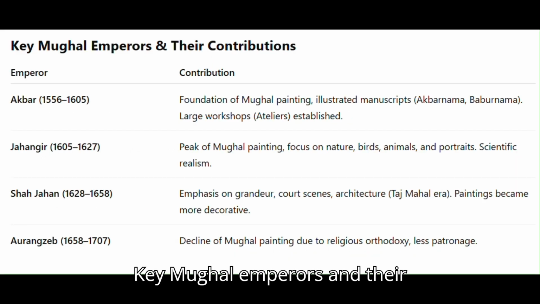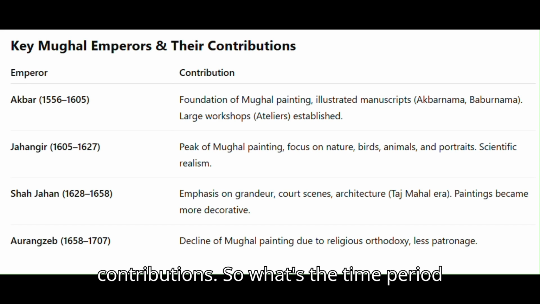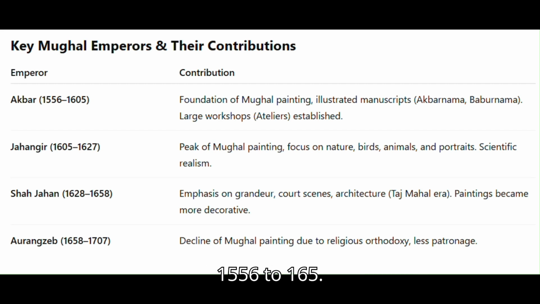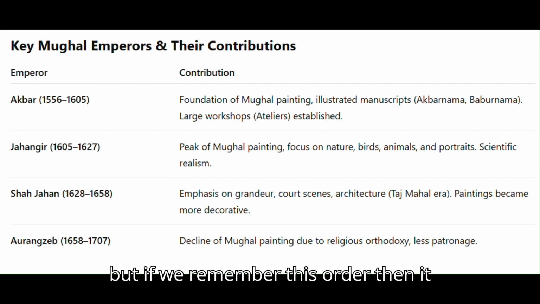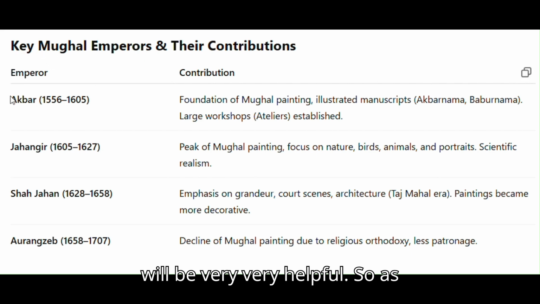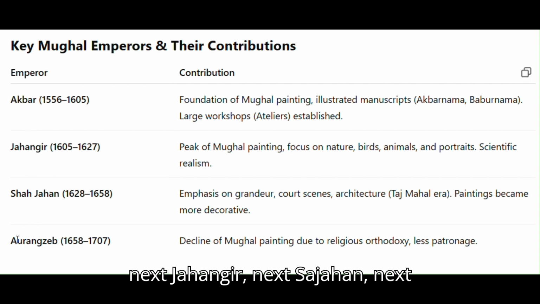Next, key Mughal emperors and their contributions. What's the time period of Akbar? It's from 1556 to 1605. Jahangir 1605 to 1627. Shah Jahan 1628 to 1658. Aurangzeb is from 1658 to 1707. Over here we don't need to remember all these years, but if we remember this order, then it will be very helpful. First Akbar, next Jahangir, next Shah Jahan, next Aurangzeb.